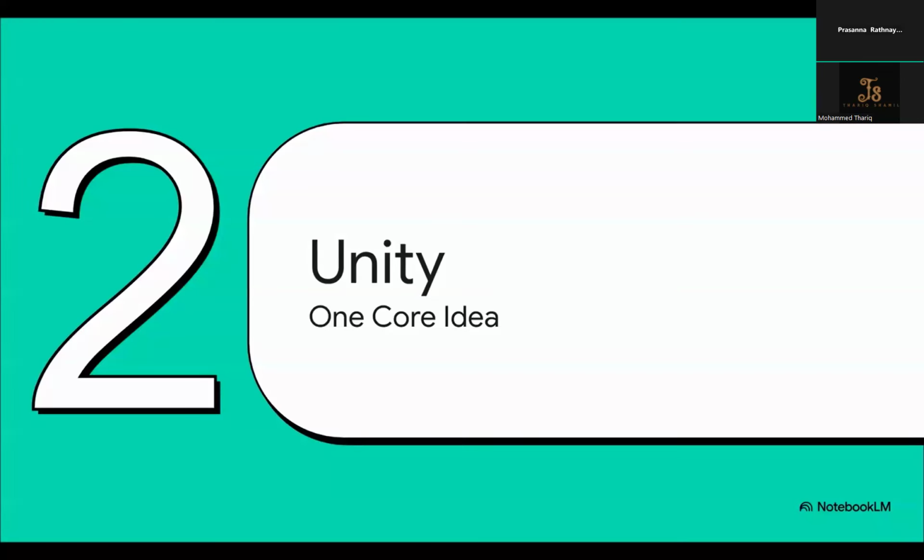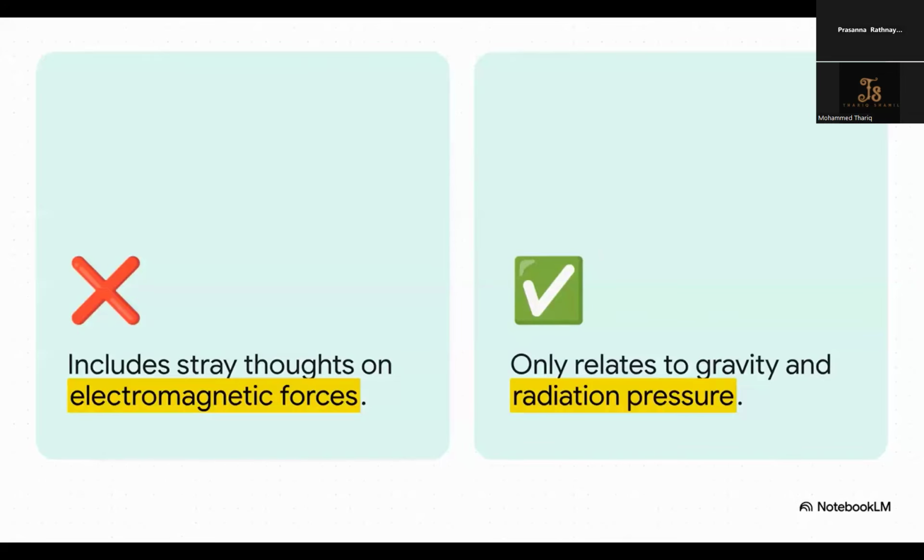Let's move on to our first major pillar, Section 2, Unity. One core idea. Unity is basically the foundation of our building, and it dictates one very strict rule. Absolutely every sentence in a paragraph must relate back to the core idea declared in that topic sentence. No exceptions, no wandering off into the weeds.